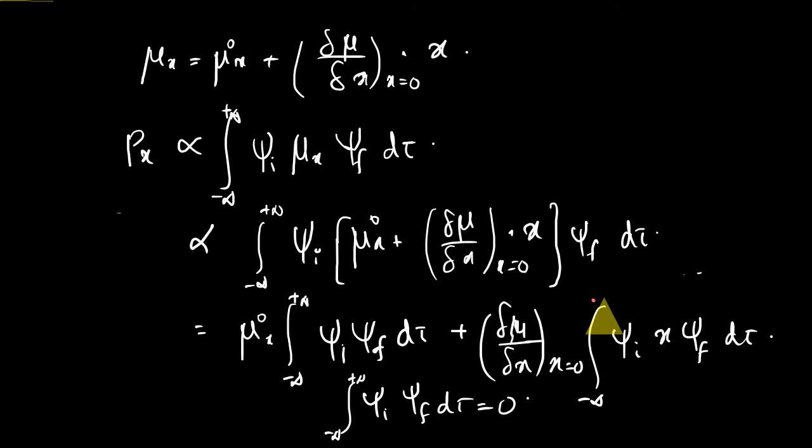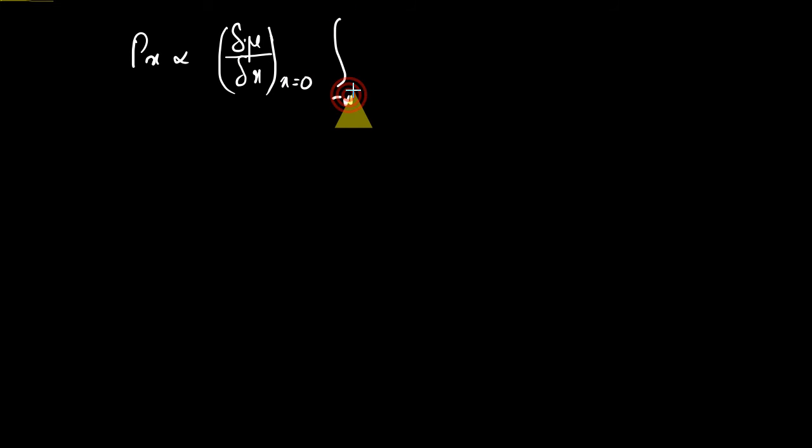Then integral minus infinity to plus infinity psi_i x psi_f d tau. Okay, so let me write it here. Integral Px is proportional to dou mu by dou q, or dou mu by dou x at x equal to 0, integral minus infinity to plus infinity psi_i x psi_f d tau.